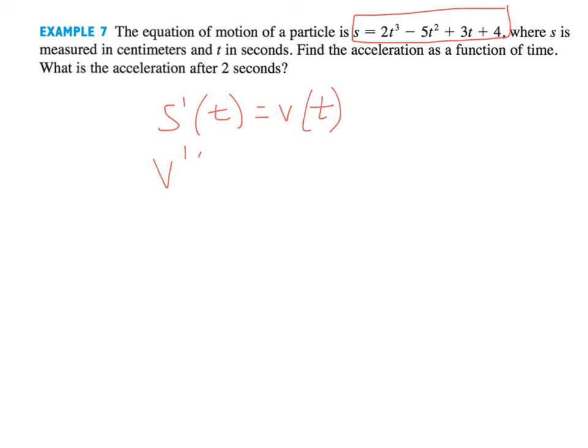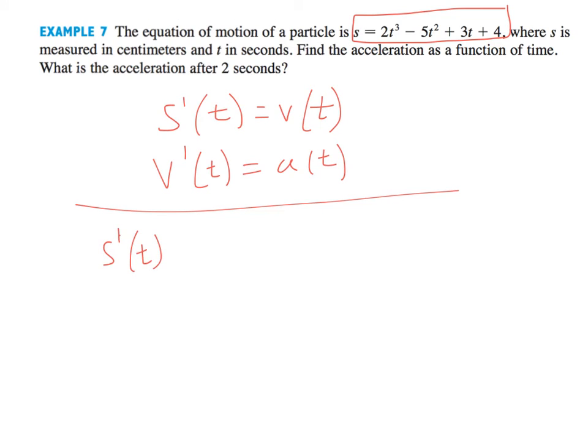And we know that the derivative of velocity is our acceleration function. So here we actually have to find the second derivative of this position. So our first derivative, f prime of t, by the power rule, the derivative of 2t cubed would become 6t squared, one less power. And the derivative of our negative 5t squared would become minus 10t. And then the derivative of 3t just becomes simply plus 3. This is our velocity function.